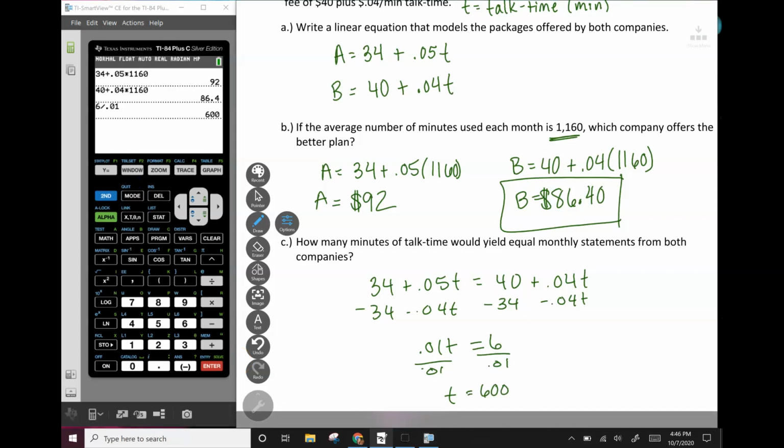So we can see at about 600 minutes, or actually exactly 600 minutes, both companies would charge the same exact amount.